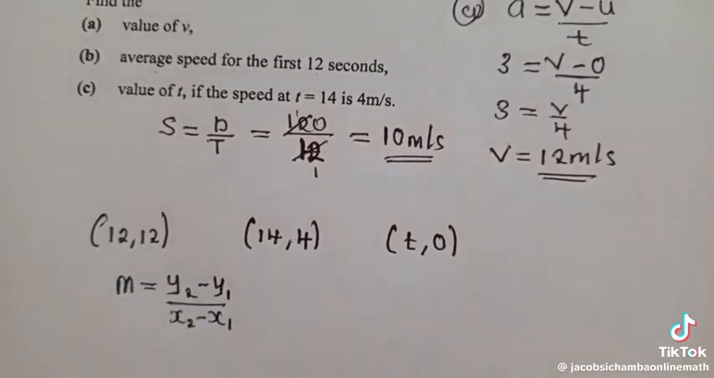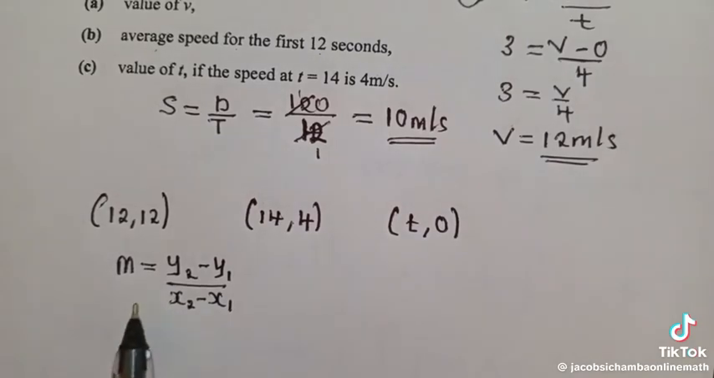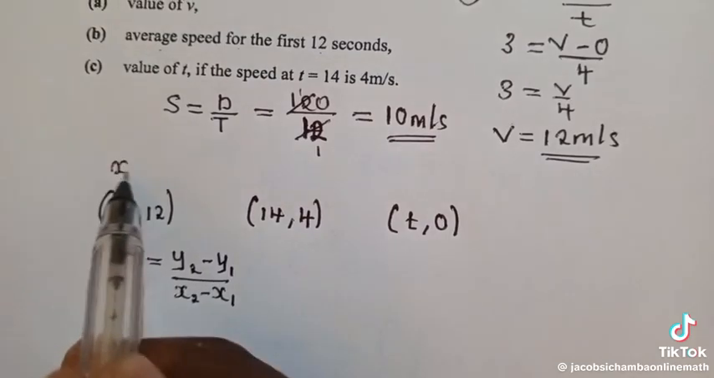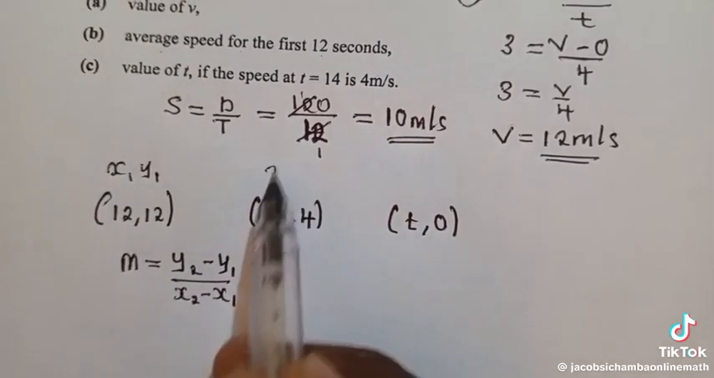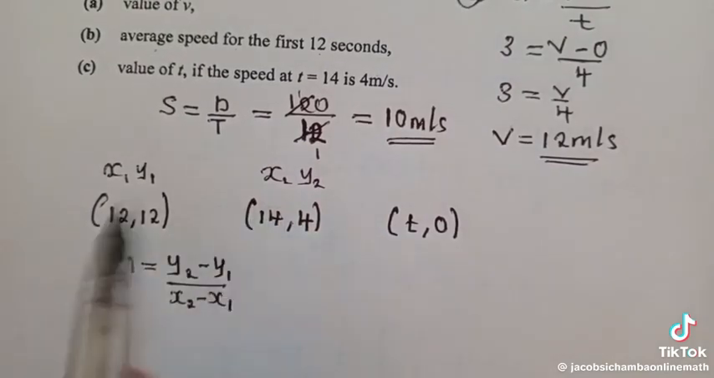Remember, gradient and derivative and acceleration, they are the same. Deceleration, acceleration, gradient, they're just the same. Okay, the only difference is that acceleration goes up while deceleration goes down. So you can use this formula to find any of them, acceleration or deceleration. You can use this formula too, it works. So we shall say this is our x1, y1. This is our x2, y2. Okay, so we first use these two.